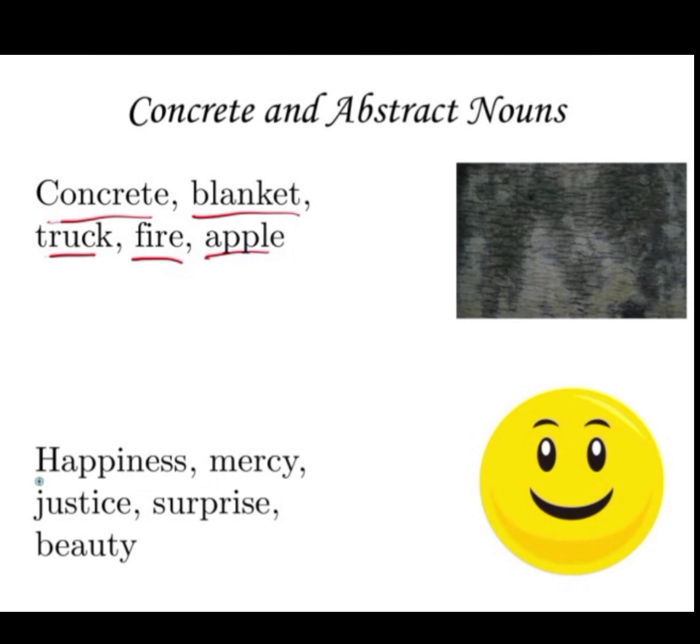Abstract nouns, by contrast: happiness, mercy, justice, surprise, or beauty. Most people would agree that these things exist, but they're not things that you can touch, see, or hear. Your senses don't tell you a whole lot about them, so they are abstract nouns. And again, these can be singular or plural. You can have one surprise, two surprises. You can have one blanket, two blankets, but you can also have concrete, which you don't really count.